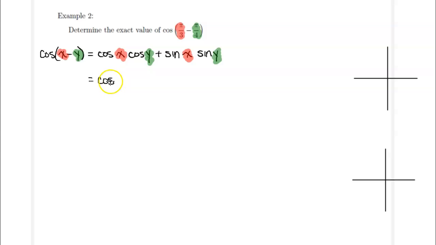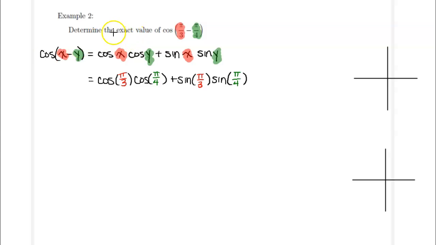This is going to look like cos of pi over 3, cos of pi over 4, plus sine of my x, which is pi over 3, and sine of my y, which is pi over 4 here. Beautiful.